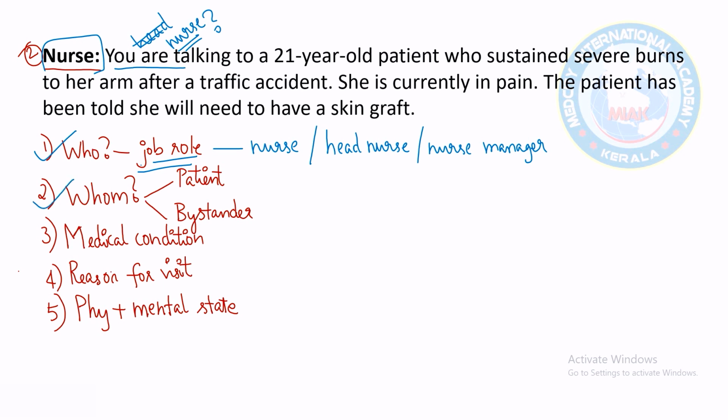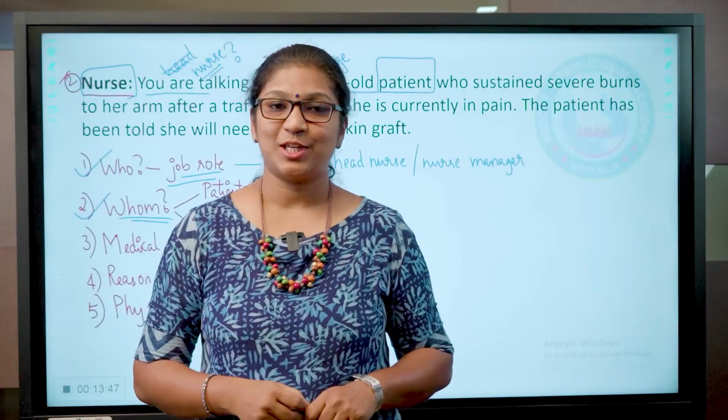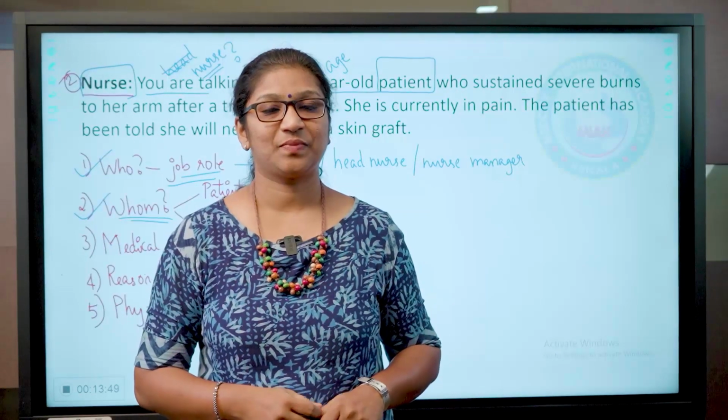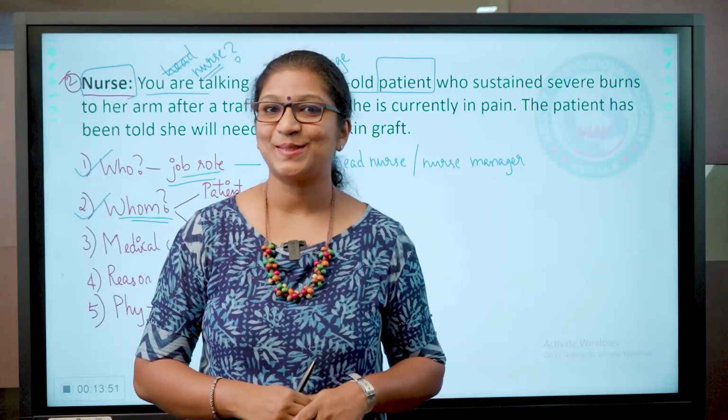Second piece of information, who are we talking to? You are talking to a 21-year-old patient. So we know it's not the bystander, but we are talking to the patient directly. We also know the age of the patient. Getting to know the age of the patient is also important. Why would you think so?